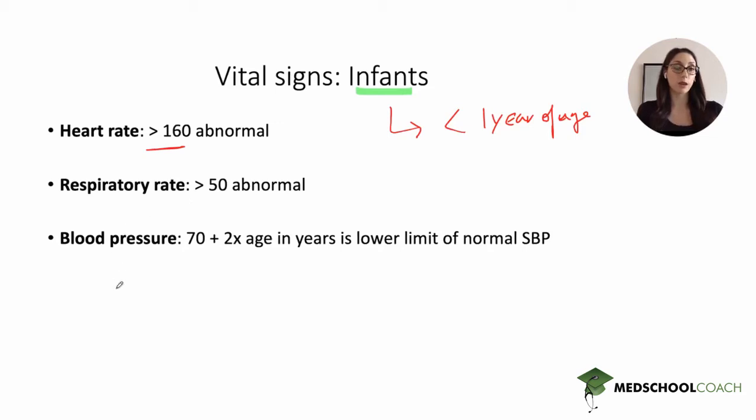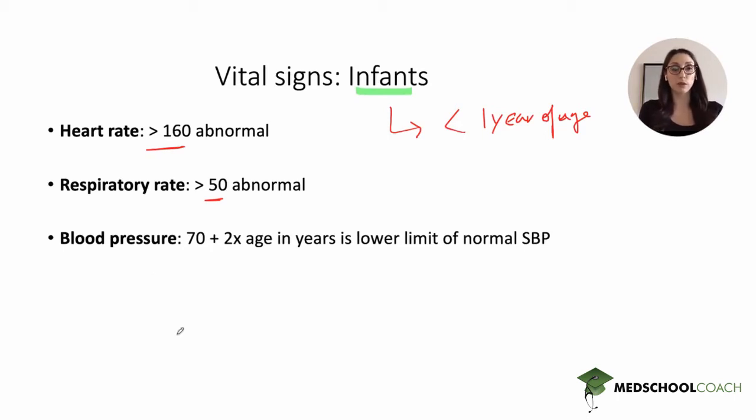Similarly, for the respiratory rate, it's a little bit more variable, but for infants less than 1 year of age, we can use 50 as a rule of thumb. If it's above 50, we're in the tachypnea range. And then the opposite is true for the blood pressure.